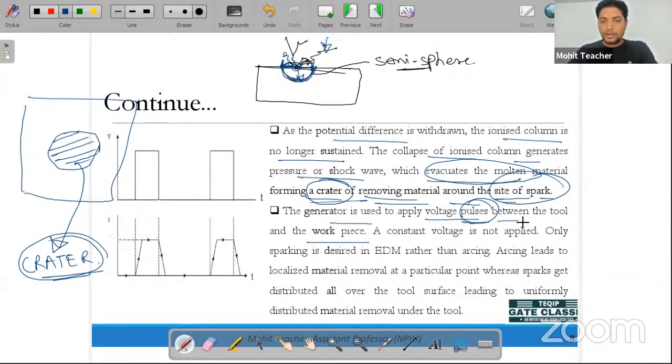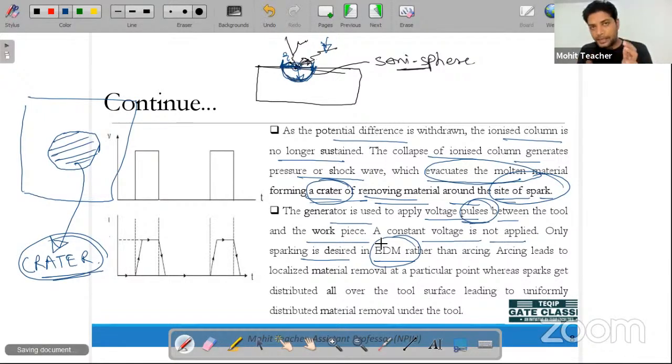Pulses between the tool and the workpiece. A constant voltage is not applied. We are not applying a constant voltage. Only sparking is desired in the EDM process. We discussed it yesterday in the literature part, that two Russian scientists got an assignment, and during the experiment they came up with the idea that spark is more uniform and predictable in oil than in air. So throughout this EDM process we will talk about the spark only. Sparking is desired in EDM rather than arcing.